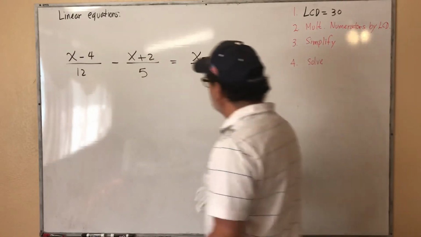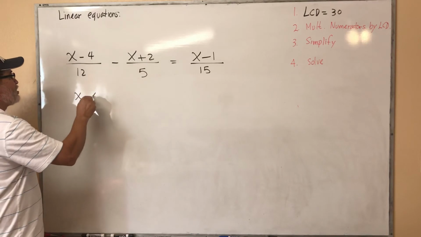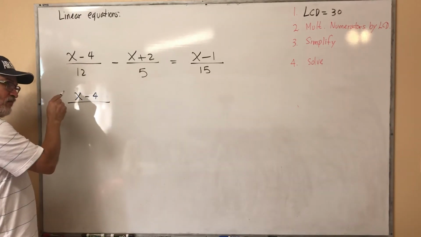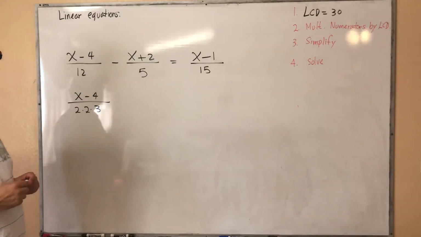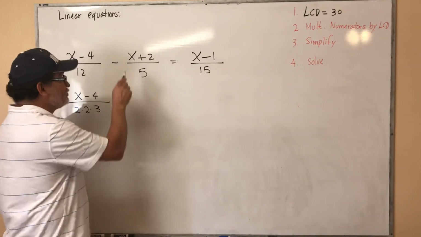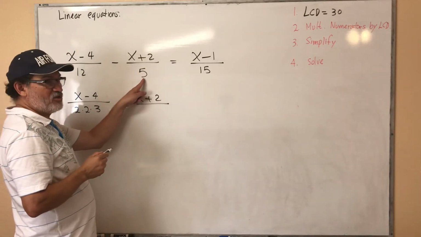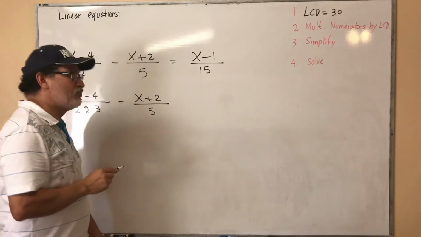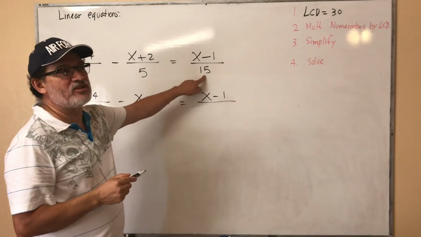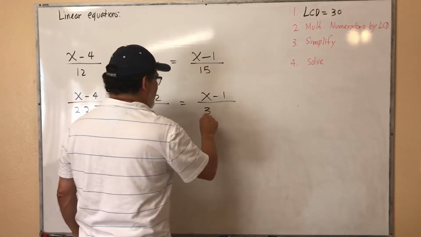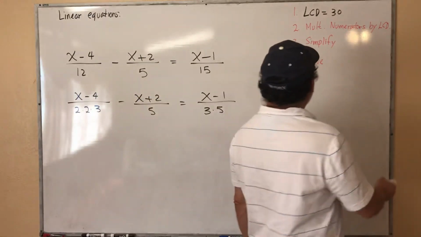All right. So, the prime factorization. Watch this. x minus 4 over 12, 2 times 2 times 3, minus x plus 2 over, the prime factorization of 5 is just 5, equals x minus 1 over the prime factorization of 15, 3 times 5. Okay.